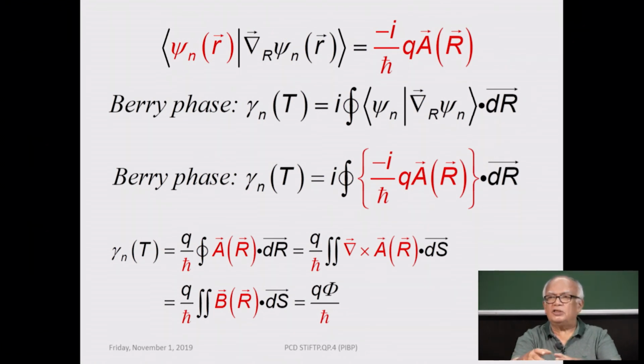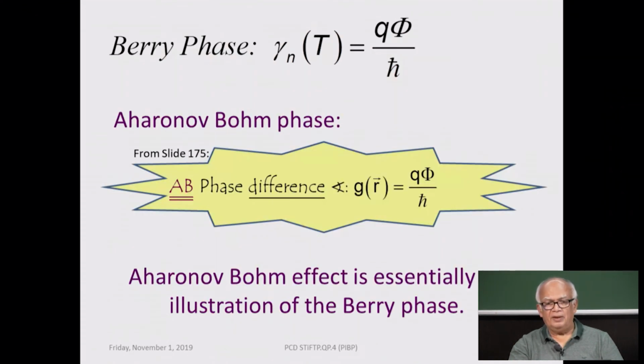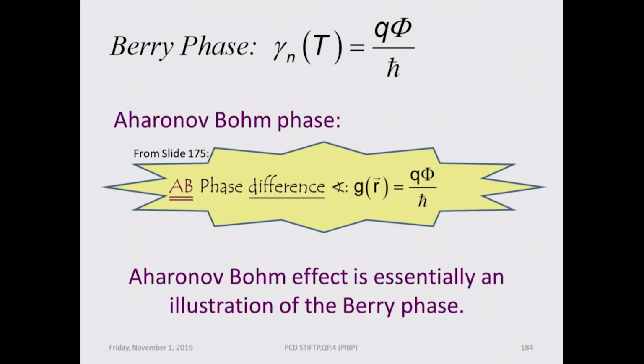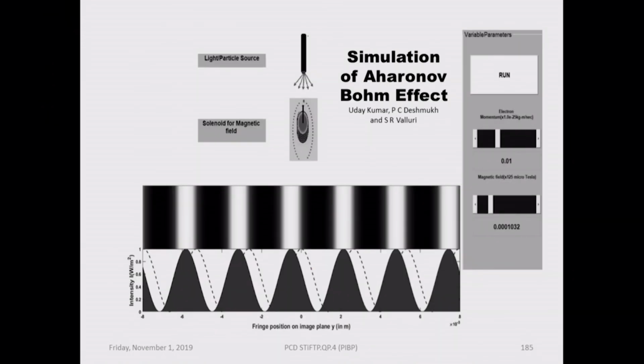So that part contributes the flux, which is phi, and your result is q phi over h cross, which is just what you got from the Aharonov-Bohm phase. So the Berry phase turns out to be q phi over h cross. The Aharonov-Bohm phase which we saw earlier is also q phi over h cross, so the Aharonov-Bohm phase is the same as the Berry phase. Okay, it is therefore an example of the geometrical phase, and this is from Uday's simulation.